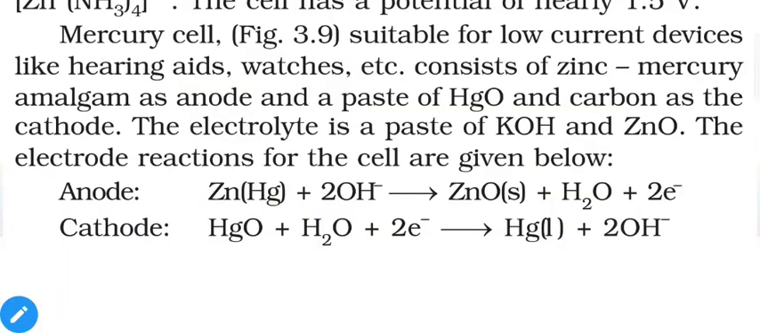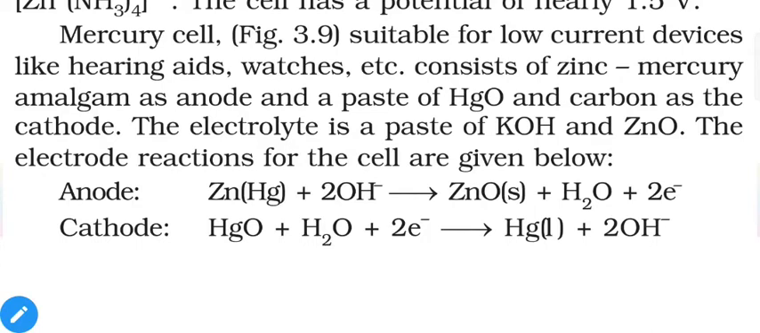Now we are going to discuss the chemicals used in this cell. These cells are suitable for low current devices like hearing aids, watches, etc. They consist of zinc mercury amalgam, which means a paste-like substance, as the anode, and a paste of HgO and carbon as the cathode. The electrolyte is a paste of KOH and ZnO. The electrode reactions for the cell are as mentioned.